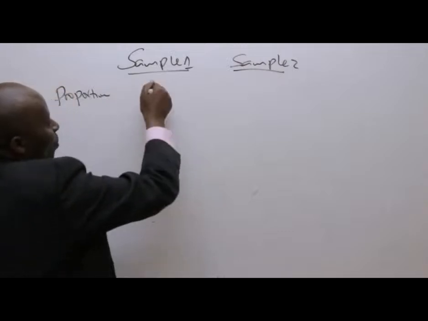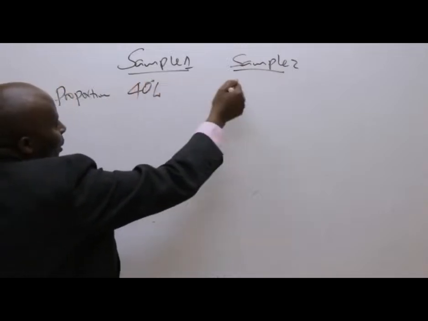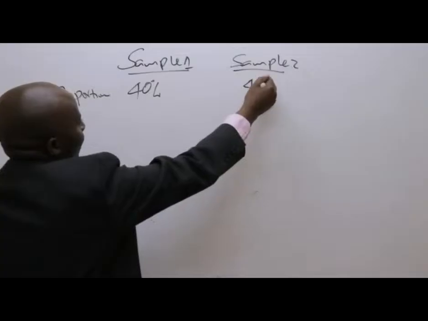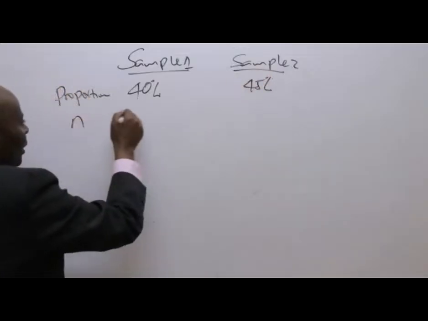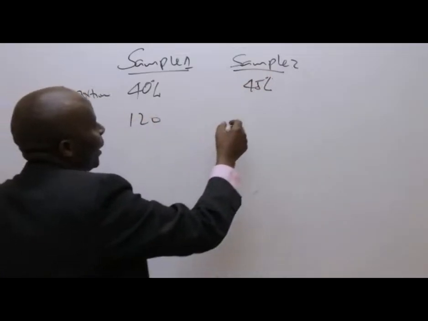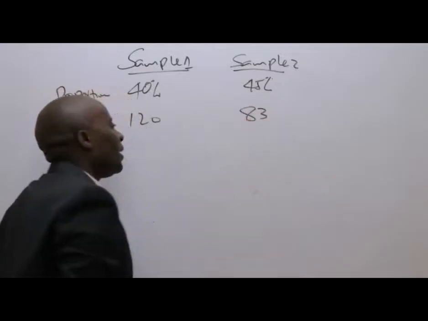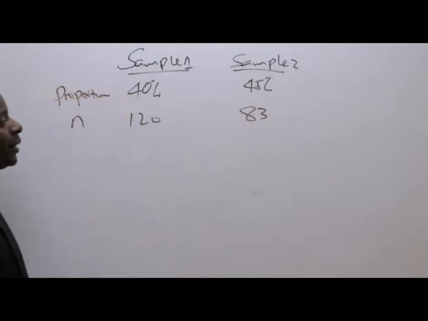This could be 40%, this could be 45%. They have given us N. N here is 120, N here is 83.